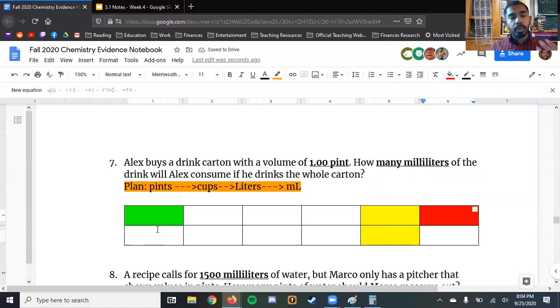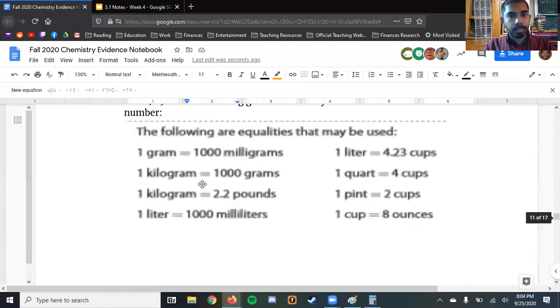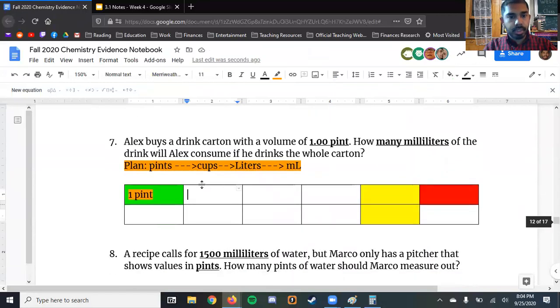And so when we're thinking about this, we have 1 pint. That's our starting material. But Alex here has 1 pint. How many cups does 1 pint turn into? We want the cup value on top because our plan calls for cups. 1 pint turns into 2 cups. So 1 pint goes on the bottom there.